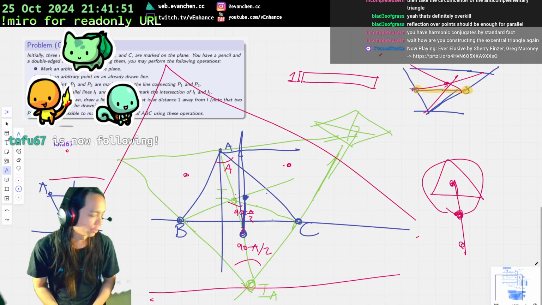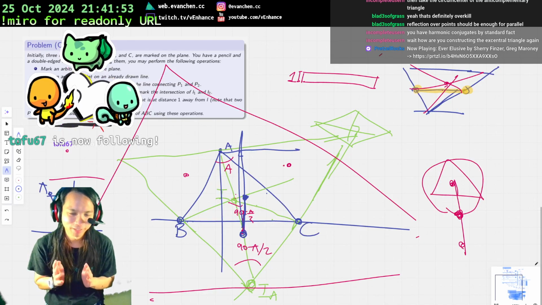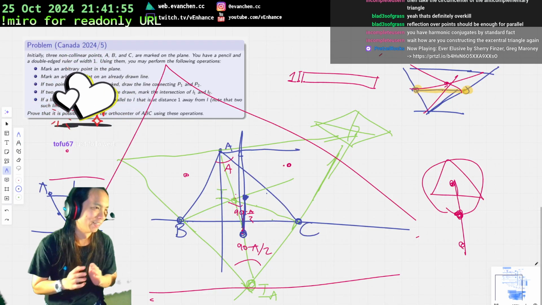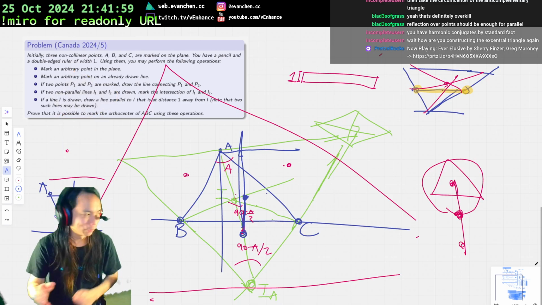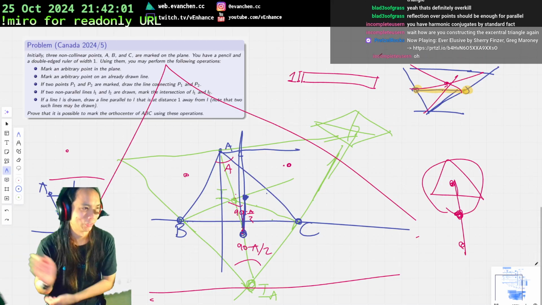How are you constructing the excenter? Well, I can literally bisect any angle by building a rhombus. Just like if you have an angle, you can bisect it, so you can build the excentral triangle too.